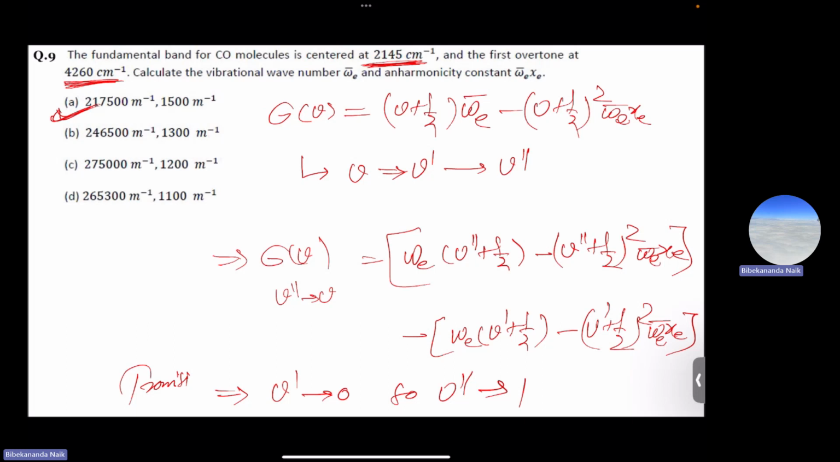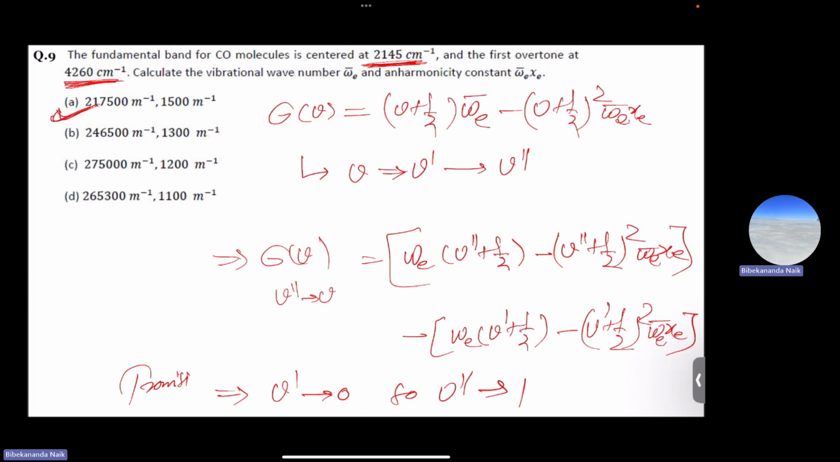So let me explain it to you once again. Basically, in the question it was given that the fundamental band for the carbon monoxide molecule is centered at 2145 centimeter inverse and the first overtone is at 4260 centimeter inverse, and we need to find the two unknown quantities. In order to find two unknown quantities, we need at least two equations. So to find the two equations, we will use these given values, and the fundamental band corresponds to the transition from 0 to 1 and the first overtone corresponds to the transition from 0 to 2.